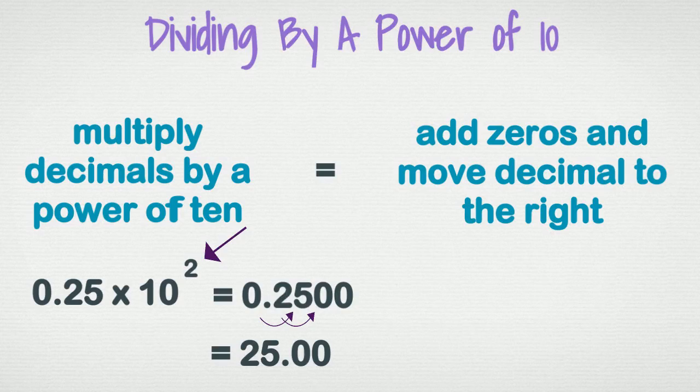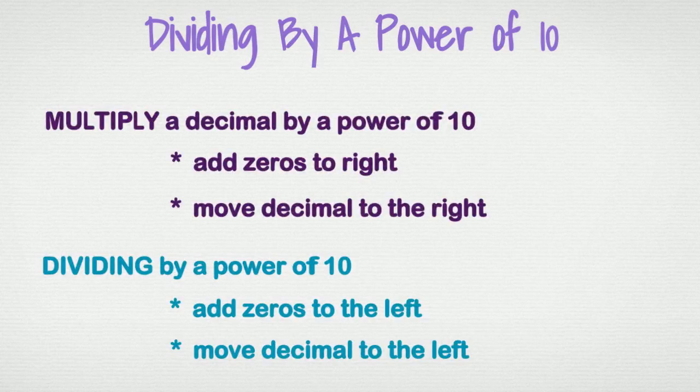Now we all know that division is the opposite of multiplication. Multiplication increases numbers, and division makes them smaller. So for dividing numbers by a power of 10, we will do the opposite. We'll still add some zeros, but we'll be moving to the left instead of the right. Let's look at a few examples.